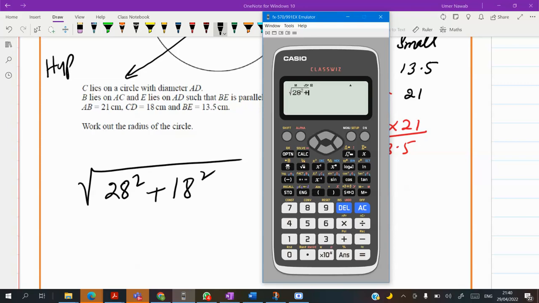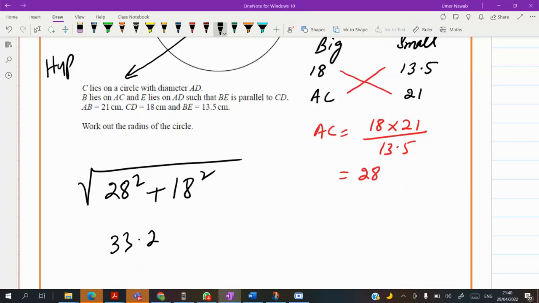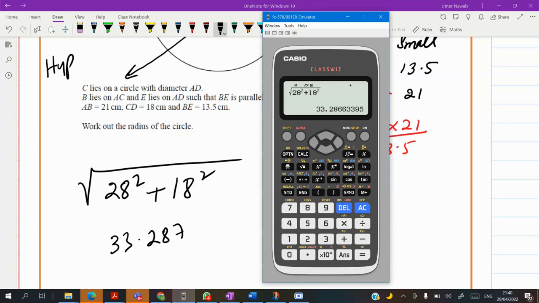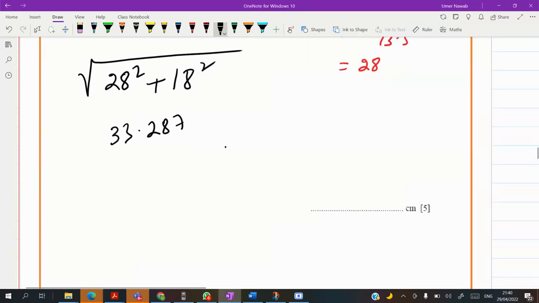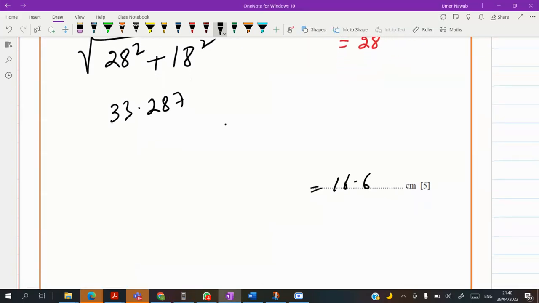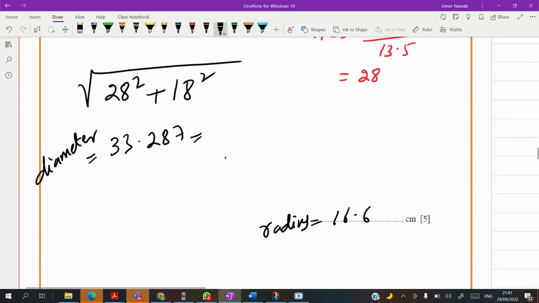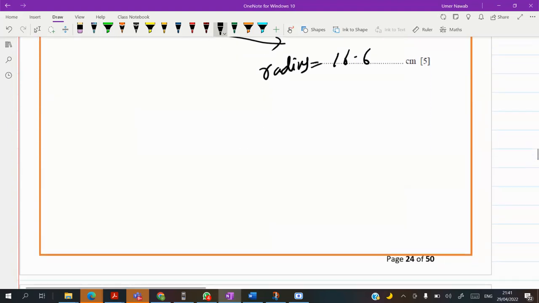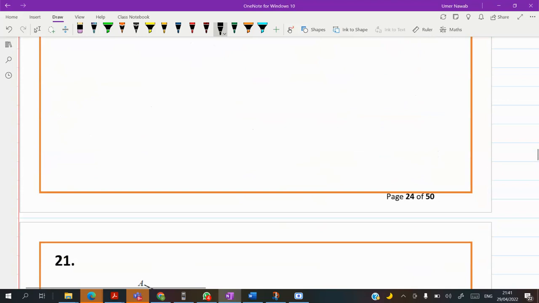28 squared plus 18 squared will give us this thing, 33.287. Now please divide it by 2. It will give you 16.6 to three significant figures. So 16.6, that is the radius, because everyone knows that was the diameter, and that diameter was AD. Basically that was AD, but we want to find the radius, so dividing by 2 will give you the final answer. I hope my calculation was right.